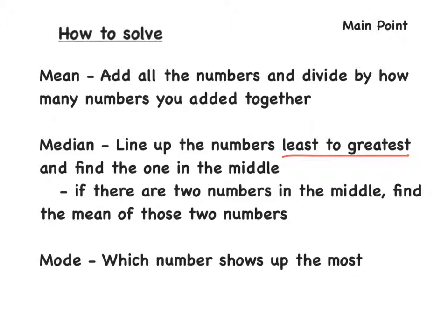Now, you might have sometimes when there are two numbers in the middle. When you do that, you find the mean of those two numbers. Add the two numbers together, divide by 2, and that will be your median. Now the mode, you're just looking to see which number shows up the most, and that is the mode.